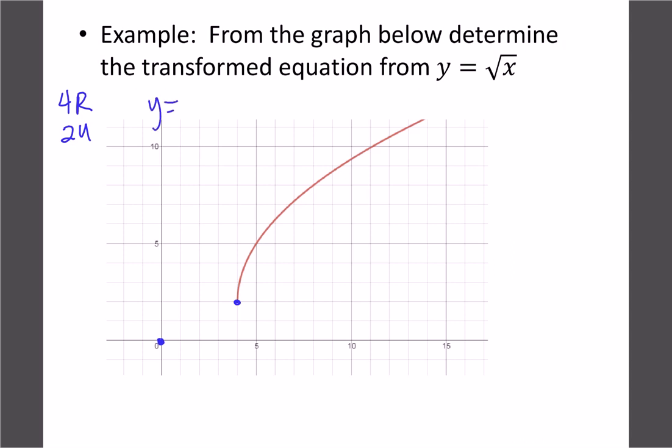So in terms of our equation, we can actually put that in there because we know we're going to have some sort of x. 4 to the right would be -4. And we got 2 up, so we'd have +2 on the outside. So we know that that's been taken care of. So now all we have to worry about is what the stretch is.